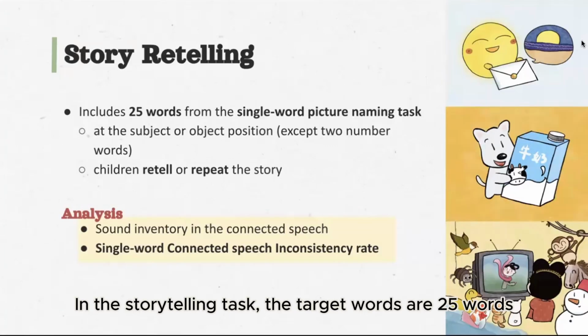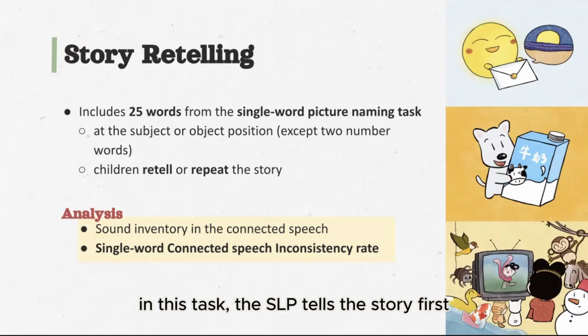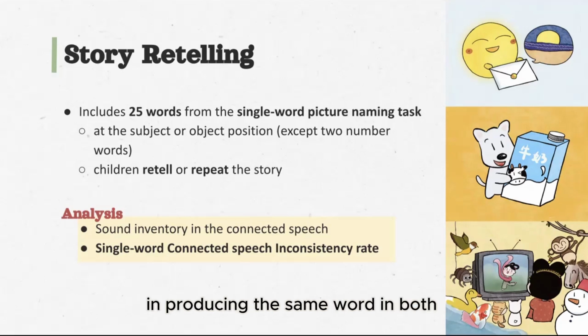In the story retelling task, the target words are 25 words that are also in the single word picture naming task. Most of the target words are in the subject or object position. In this task, the SLP tells the story first, and then the child retells the story or repeats the story. This task evaluates children's consistency in producing the same word in both single words and connected speech.